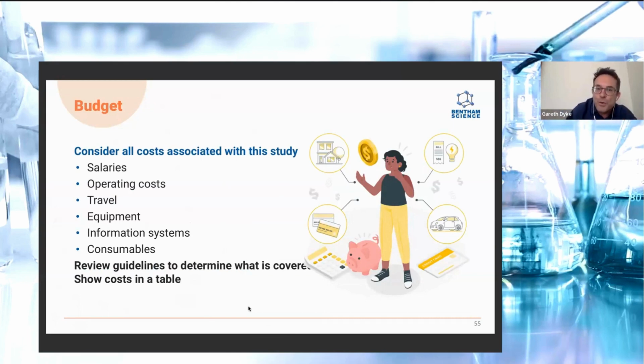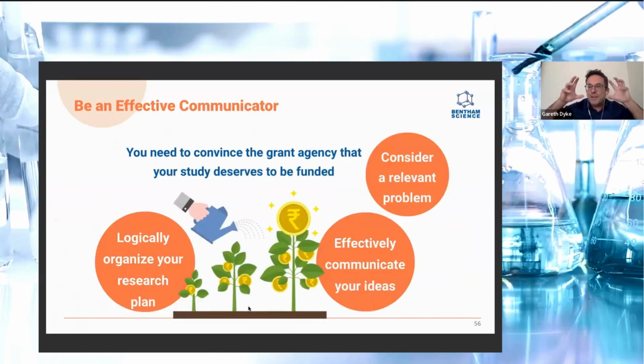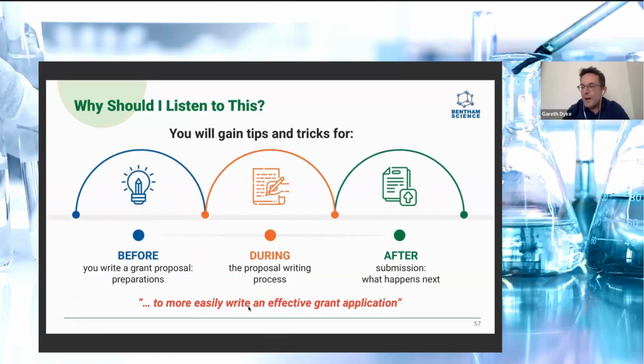Consider carefully all of the costs associated with your grant application. Being an effective communicator, getting across the necessary information to the grant agency that your study deserves to be funded. Logical organization, a relevant problem, and effectively communicating that to your readers, as Scott was mentioning already.